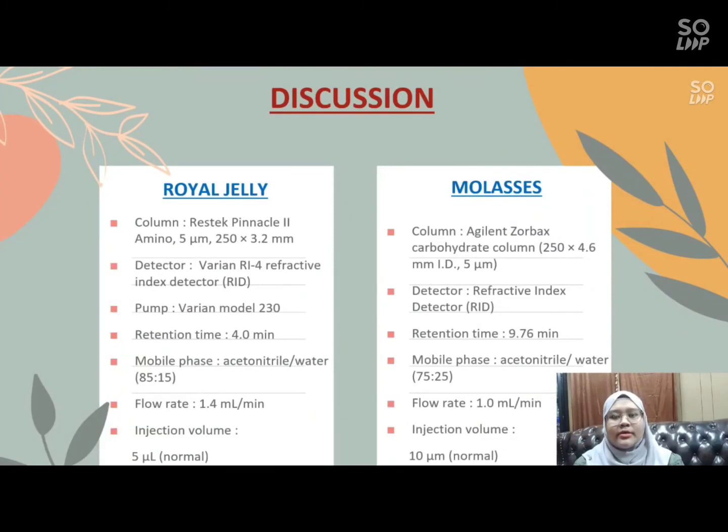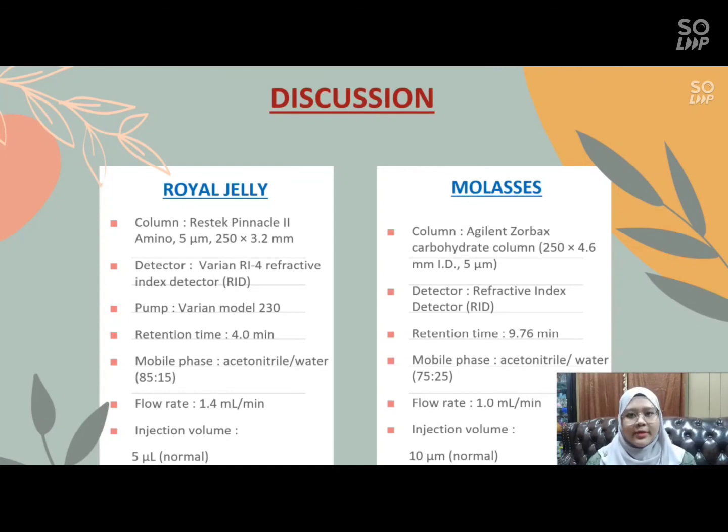The third sample was the royal jelly. In this experiment, the column that was used was amino. The detector used was the Varian RI-4 refractive index detector, which is RID. The pump used was the Varian model 230. The elution was performed using acetonitrile and water with the ratio 85 and 50 as the mobile phase. Acetonitrile was chosen because it has strong polarity, at a flow rate of 1.4 ml per minute. The injection volume was 5 microliters, which is the normal sample size for sampling.